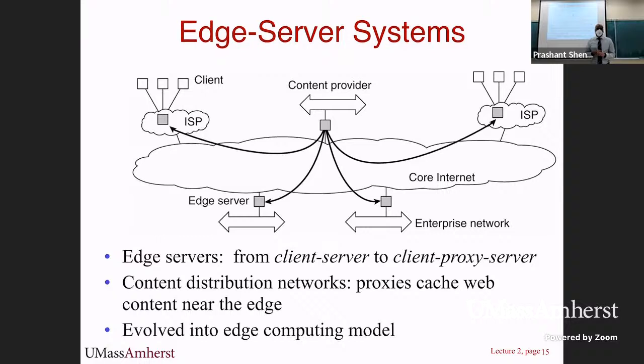No. The content provider is the server in web caching. That's essentially your server. Okay, the edge server is where the cache is. Okay, and the client is actually there. Right, so these gray boxes are all edge servers, they're caches. Right? So that thing at the top is the web server. There are four caches being shown there. Okay? And then each cache is serving some clients. Yes, question.